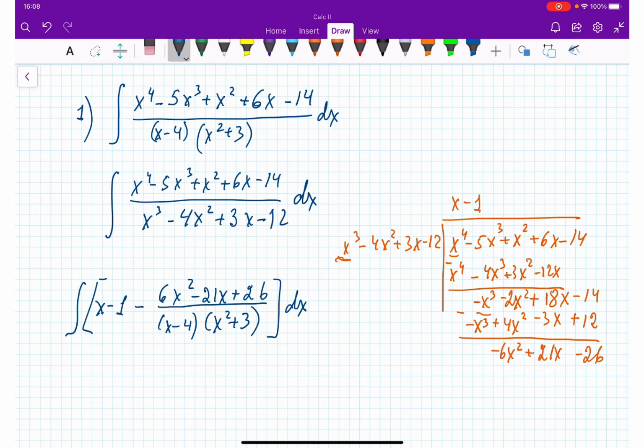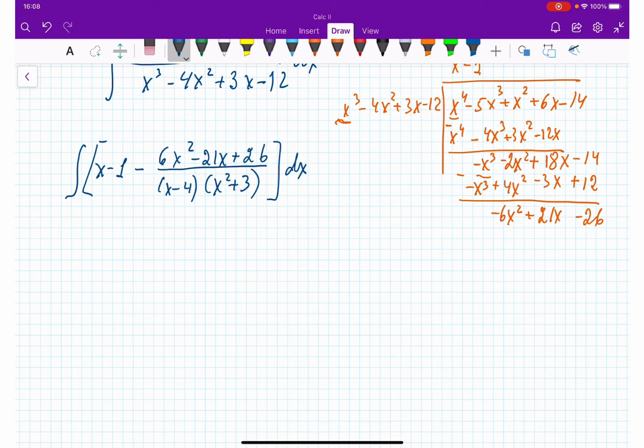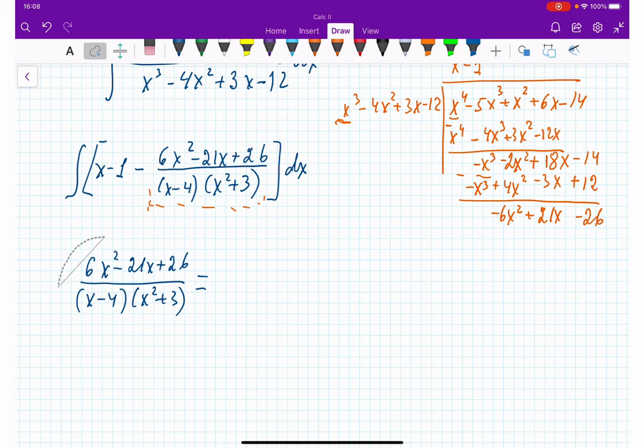Okay, well, we got some kind of fraction. So now let's break this fraction down into partial fractions, right? Break down into partial fractions. So I'm going to write down (6x² − 21x + 26) over (x − 4)(x² + 3). We are going to get, let me change the color because I'm doing transitional changes.